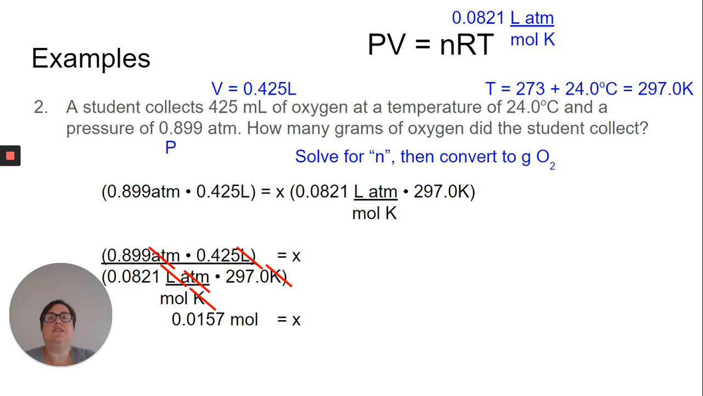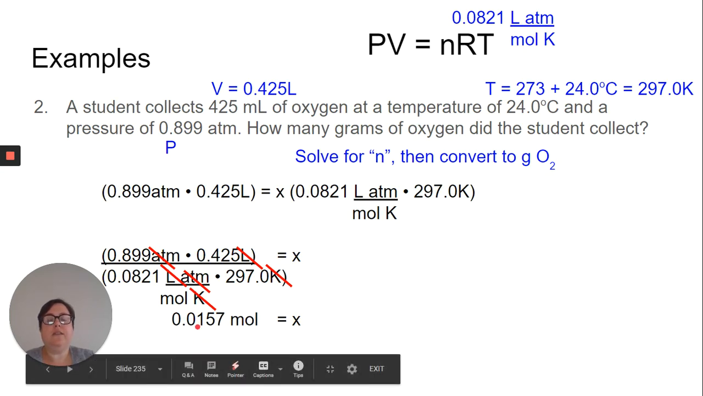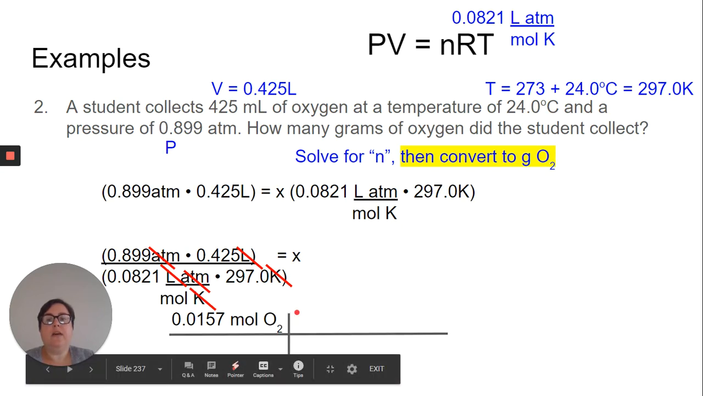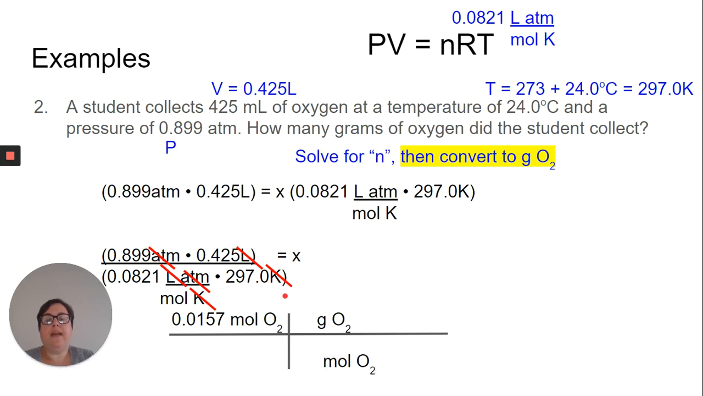However, the question asked us to find grams. So we're going to have to take another additional step and go from moles to grams. So we have 0.0157 moles, and we're going to convert that. So we're going to set up a table. We're going to bring mole of oxygen to the bottom and grams of oxygen to the top.